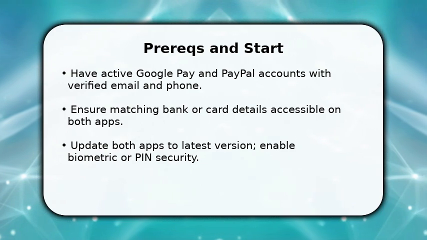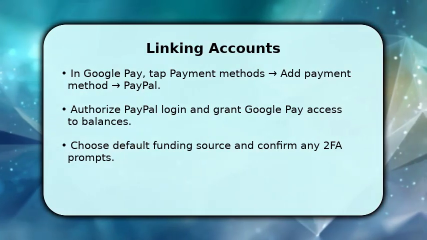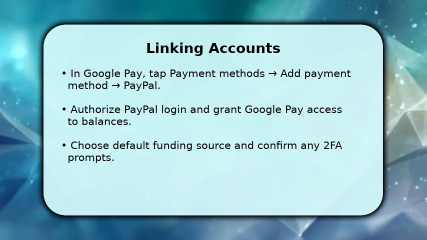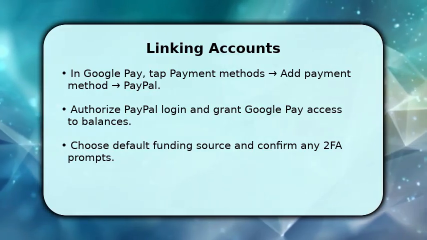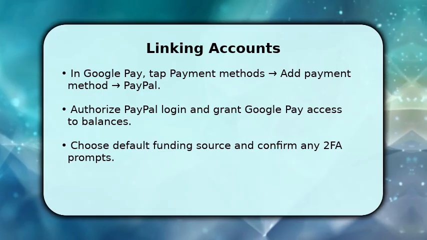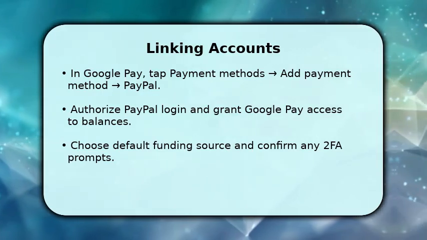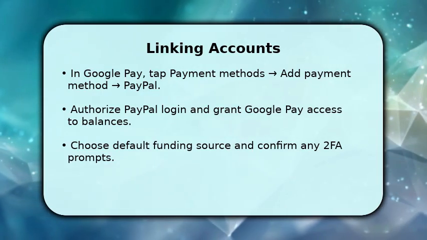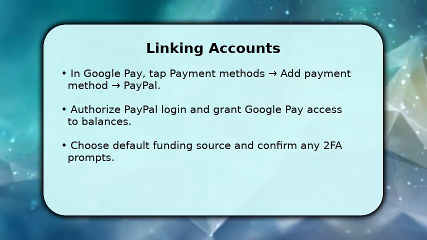to link accounts. Now you actively link the services. In Google Pay, go to Payment Methods, choose Add Payment Method, and pick PayPal. When prompted, log into PayPal and read the permissions. You must allow Google Pay to access your PayPal balance and use it for purchases.